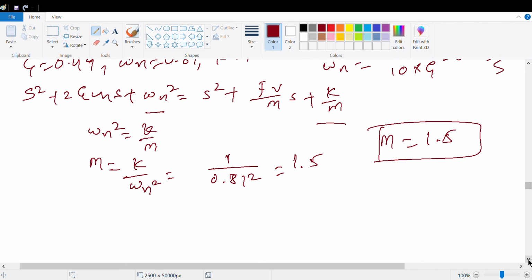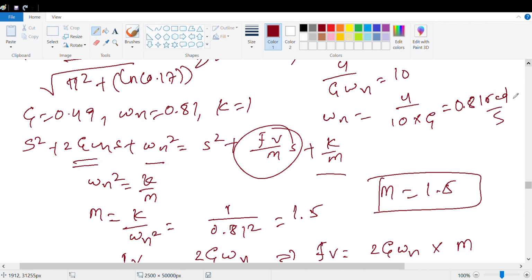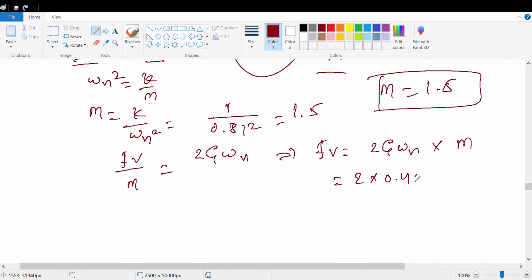Now we need fv. So fv by m equals 2 zeta omega n. Therefore fv equals 2 zeta omega n times m. So 2 times 0.49 times 0.81 times 1.5 is 1.1907. Therefore we get fv and m.